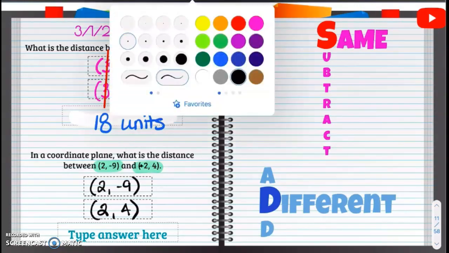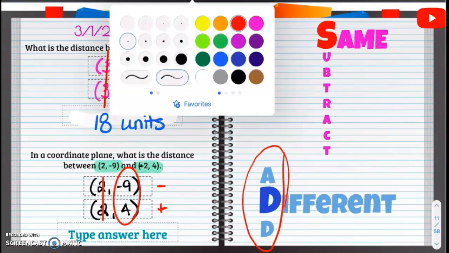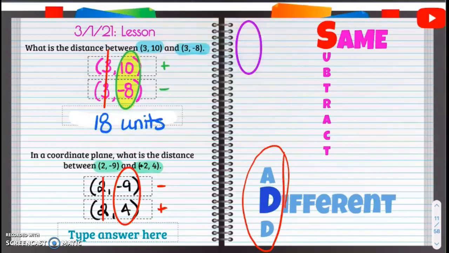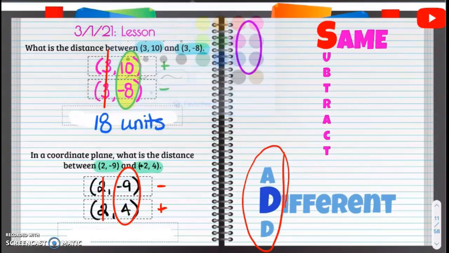So first of all, we know we can ignore these ones. Now we're going to take a look at -9 and +4. We have a negative and a positive. So they are different signs. So again, different signs means we're going to add. So if we add them up, 9 plus 4, 9, 10, 11, 12, 13. So our answer is going to be 13 units.